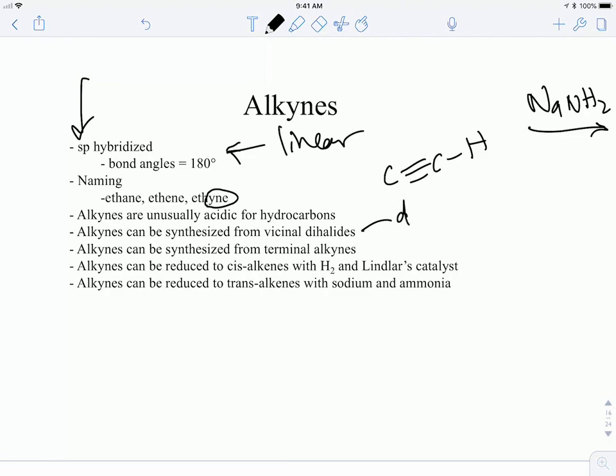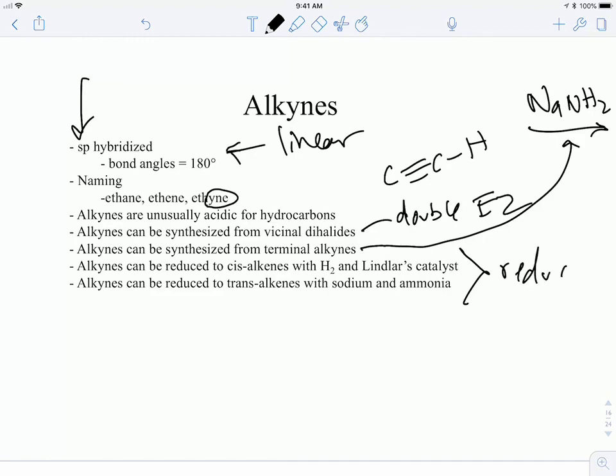Double E2 can also give us alkynes from vicinal dihalides, 2 E2 reactions. We can synthesize alkynes from terminal alkynes via this chemistry that I just talked about, or we can reduce or hydrogenate alkynes. If we use Lindlar's catalyst, we get cis. If we use sodium and ammonia, we get trans.